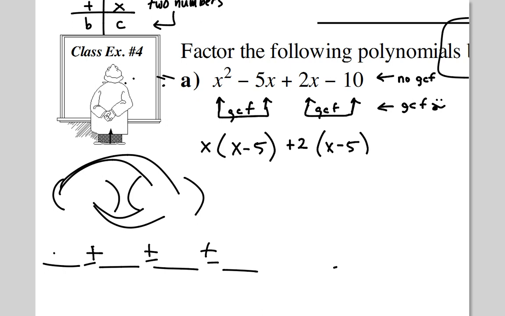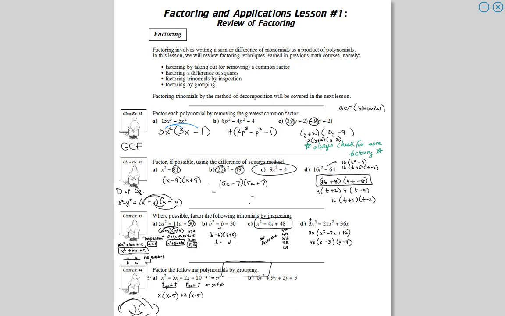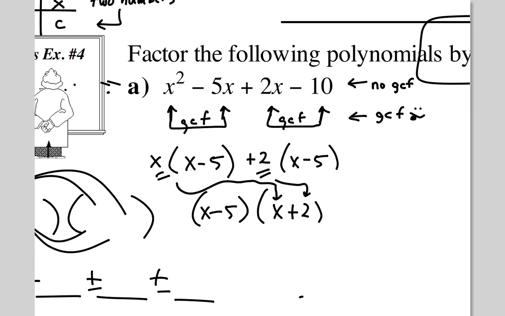Now it looks very familiar to something we started with right off the bat. Remember this one up at the top? Remember they had this y plus 2 in common? It's the same stuff. So now they have x minus 5 in common. Take it out, and you get this x and this 2 left over. Do you guys see it? So it's like there, and like right there. Yeah, very good. Very good.